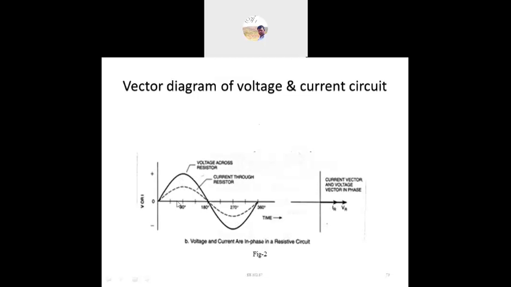Okay, so here is the waveform, and this is the vector form. The current vector and voltage vector are in phase. At this end, both are in phase, so you can see the direction. So voltage and current are in phase in a resistive circuit. This is for the current flowing in the resistor, having the in phase.